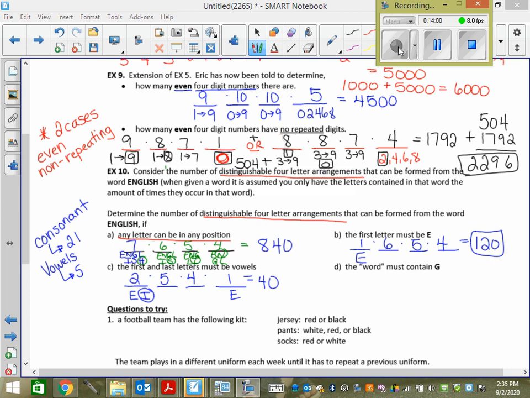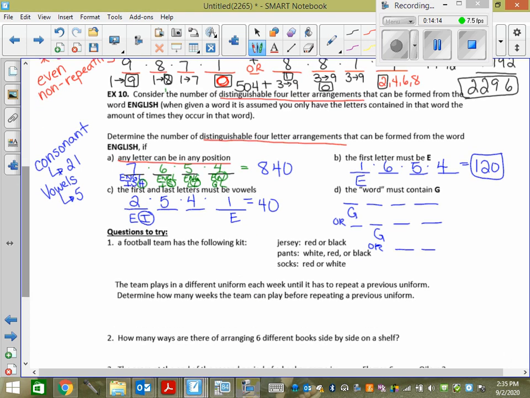So we could have a G at the beginning, or a G in the second one, or a G in the third blank, or a G in the fourth. Every time we say or, we're starting over. We have the word English back again, right? Because we're starting out with a whole new case.